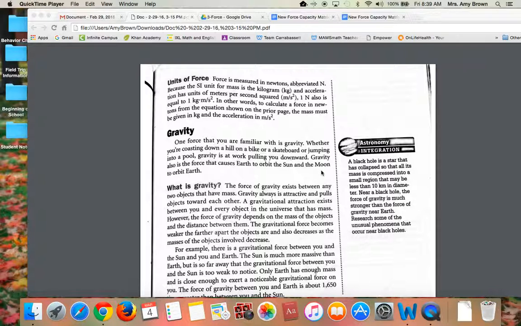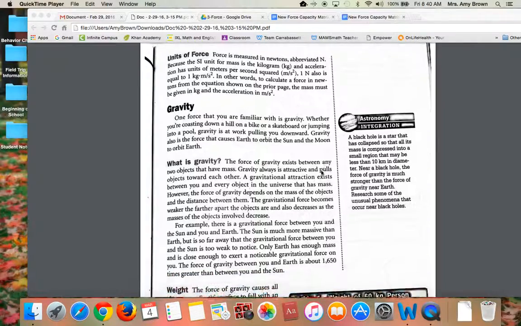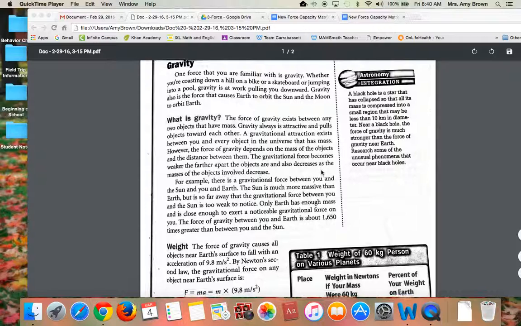The force of gravity exists between any two objects that have mass. Gravity always is attractive and pulls objects toward each other. A gravitational attraction exists between you and every object in the universe that has mass. However, the force of gravity depends on the mass of the objects and the distance between them. The gravitational force becomes weaker the farther apart the objects are and also decreases as the masses of the objects involved decrease. For example, there is a gravitational force between you and the Sun and you and Earth.